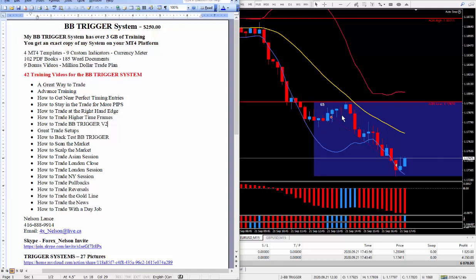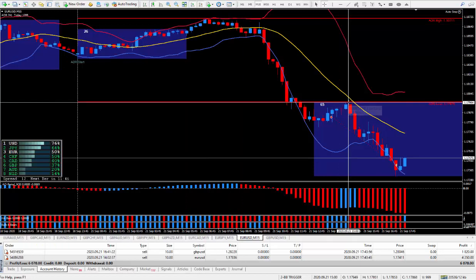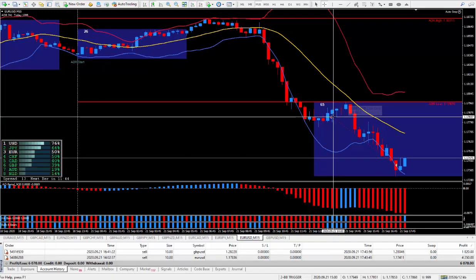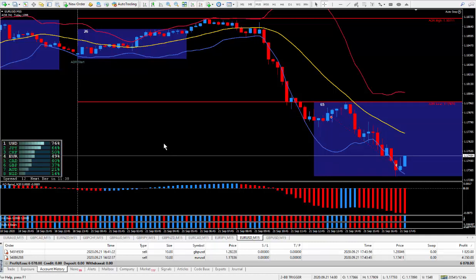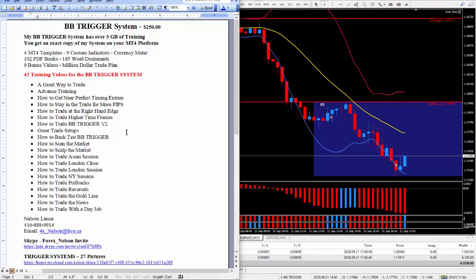Now I don't get the trade bang right on. Right on would be right here, by the way, but you know, nobody gets it 100% of the time right on. But a 12 pip pullback is nothing to worry about. So I also teach how to scan the market, how to scalp the market. And I teach how to trade all 3 sessions.